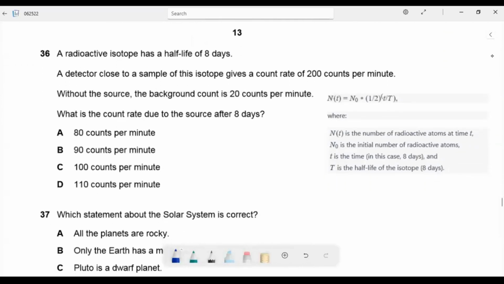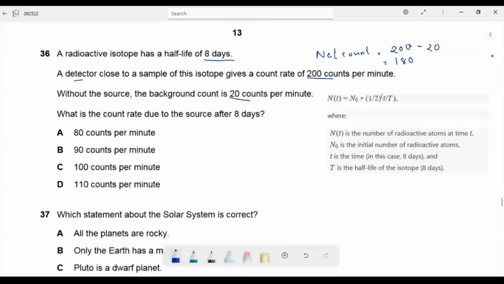A radioactive isotope has a half-life of 8 days. A detector close to a sample of this isotope gives a count of 200 counts per minute. Without the source, the background count is 20 counts per minute. What is the count rate due to the source after 8 days? So 200 counts per minute is shown in the detector. So the net count can be written as the count shown minus background count, that is 200 minus 20, which is equal to 180.